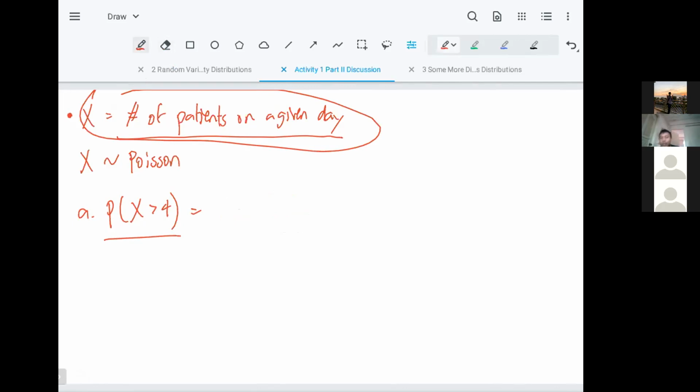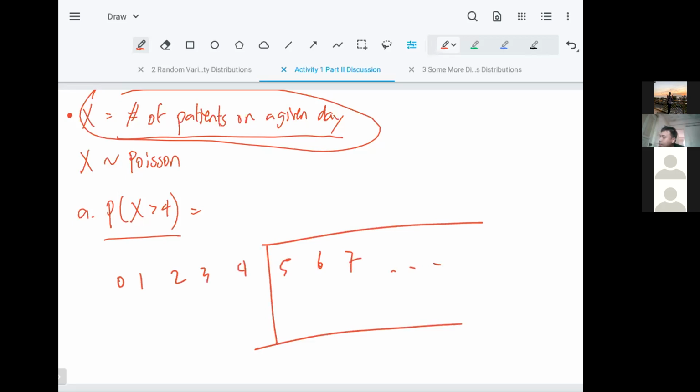X is equal to 5, equal to 6, equal to 7, equal to 8, equal to 9, and so on. Kasi infinite yung domain ni Poisson, right? But since hindi natin pwede i-add yung mga, we have to realize na ganito yung itsura niya: 0, 1, 2, 3, 4, 5, 6, 7, and so on. If we're interested with these numbers, some of those numbers, alam natin dapat ang sum nila is 1, diba?